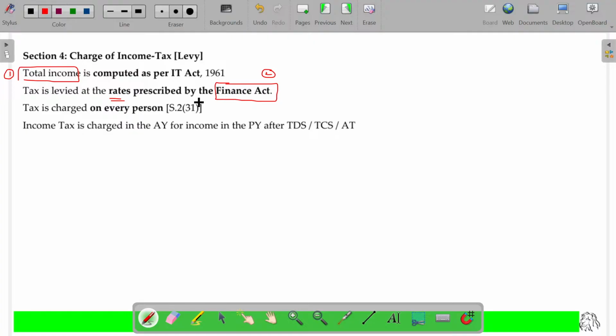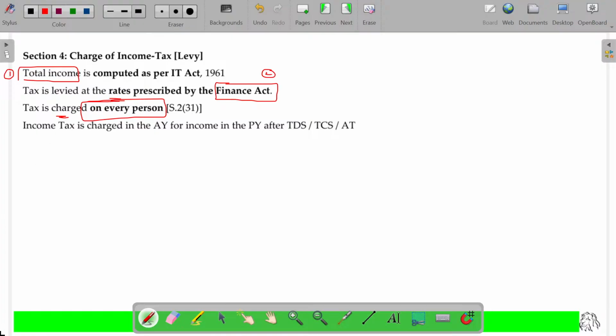Which Finance Act? Okay. Just beginning in the February month, the Finance Act will be taken for the previous year. The starting previous year before that. Okay. February month. And the tax is charged on every person. Charged on every person. Is that clear?